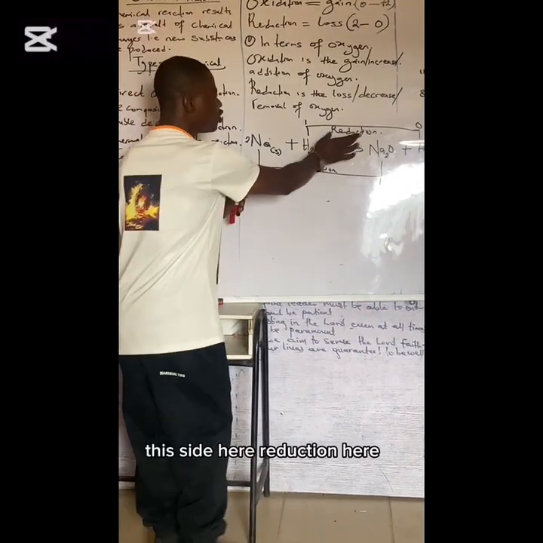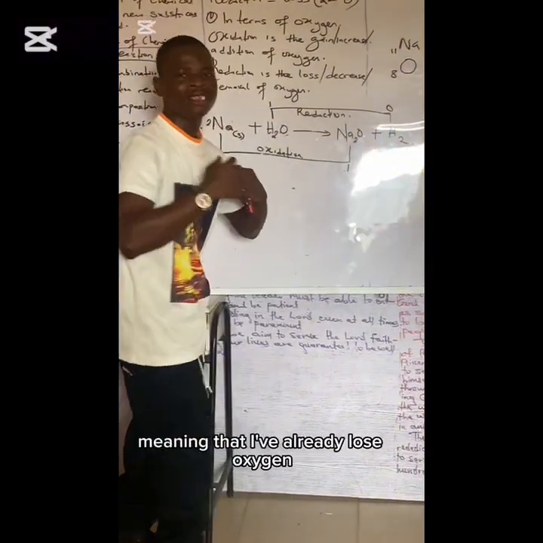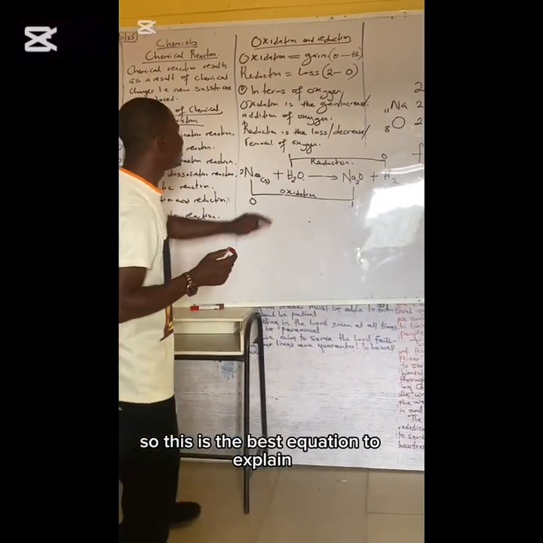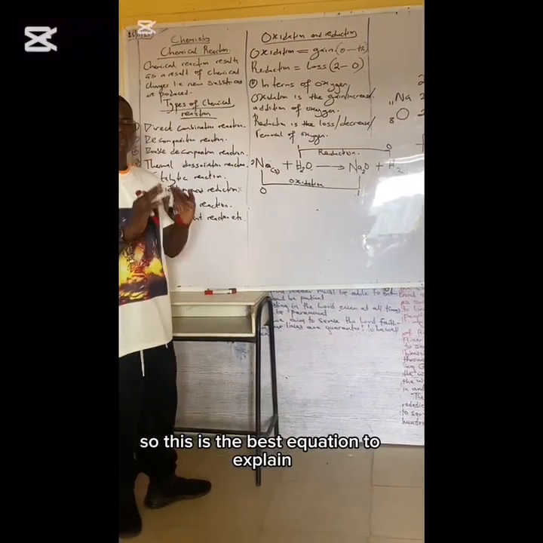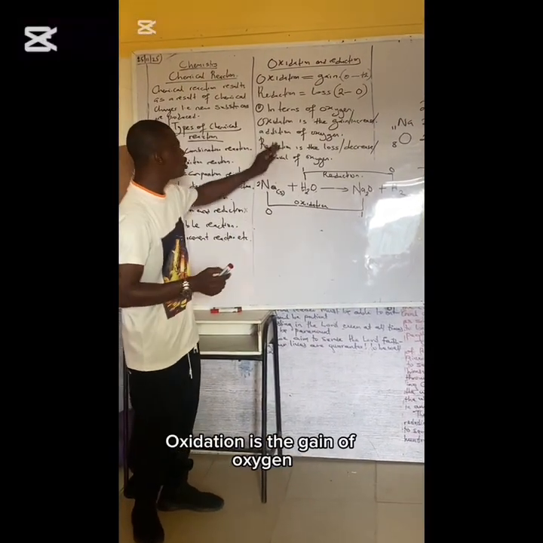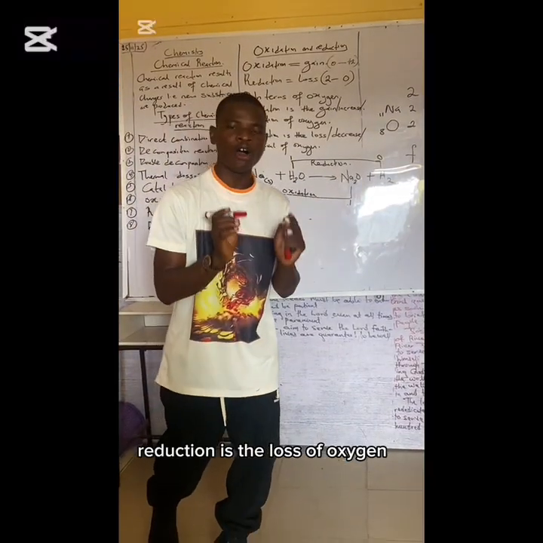This side here is reduction. I have oxygen here, but on the other side I'm not having oxygen, meaning that I've already lost oxygen. So this is the best equation to explain how this reaction is being formed. Like when you tell them, okay, oxidation is the gain of oxygen, reduction is the loss of oxygen.